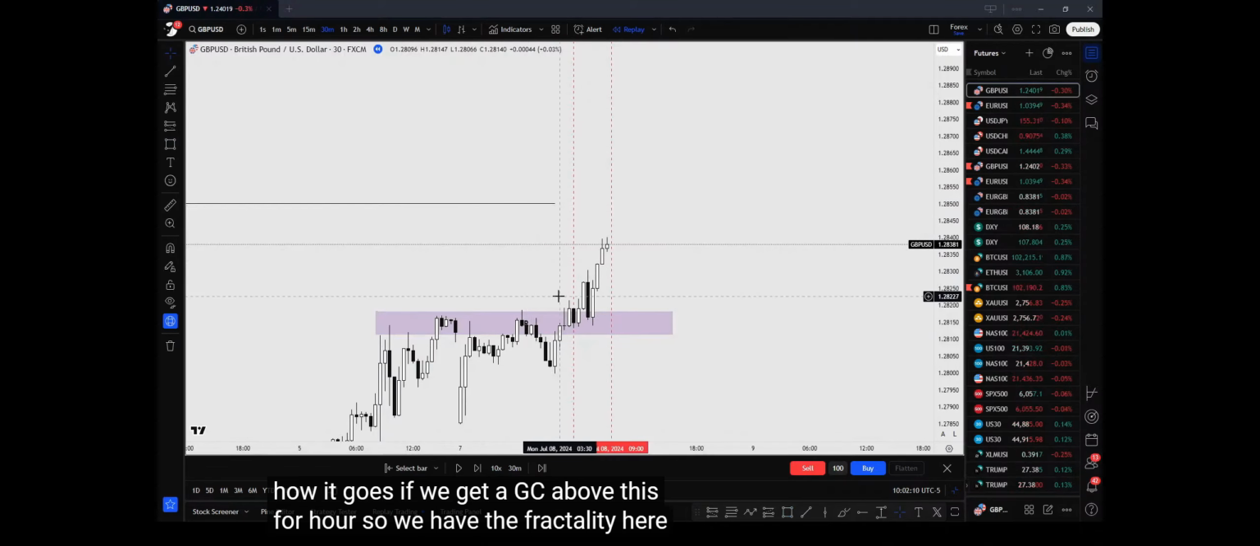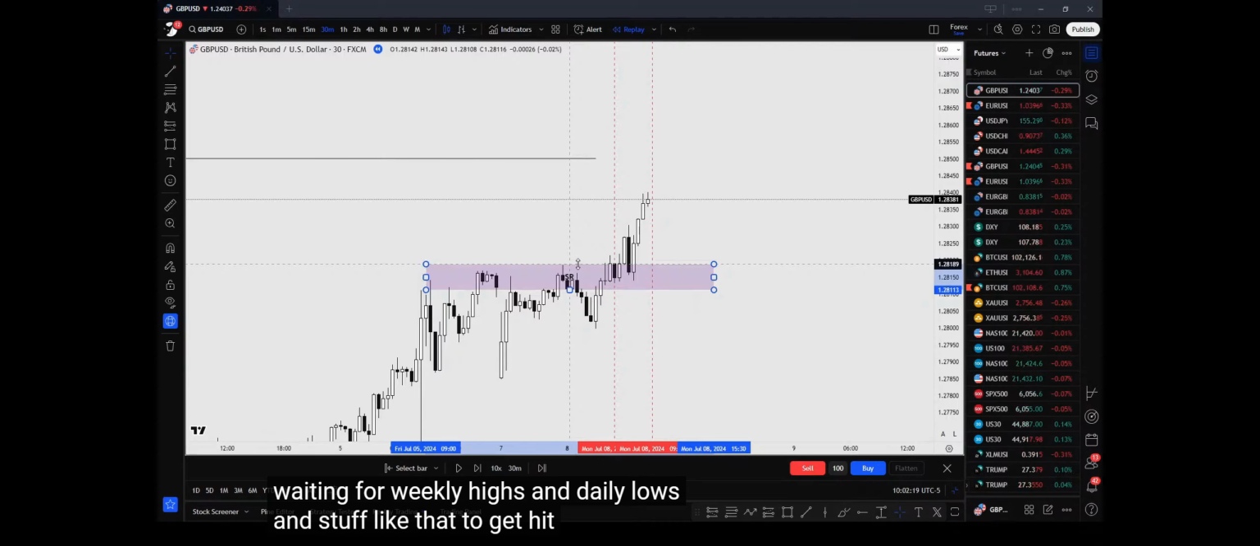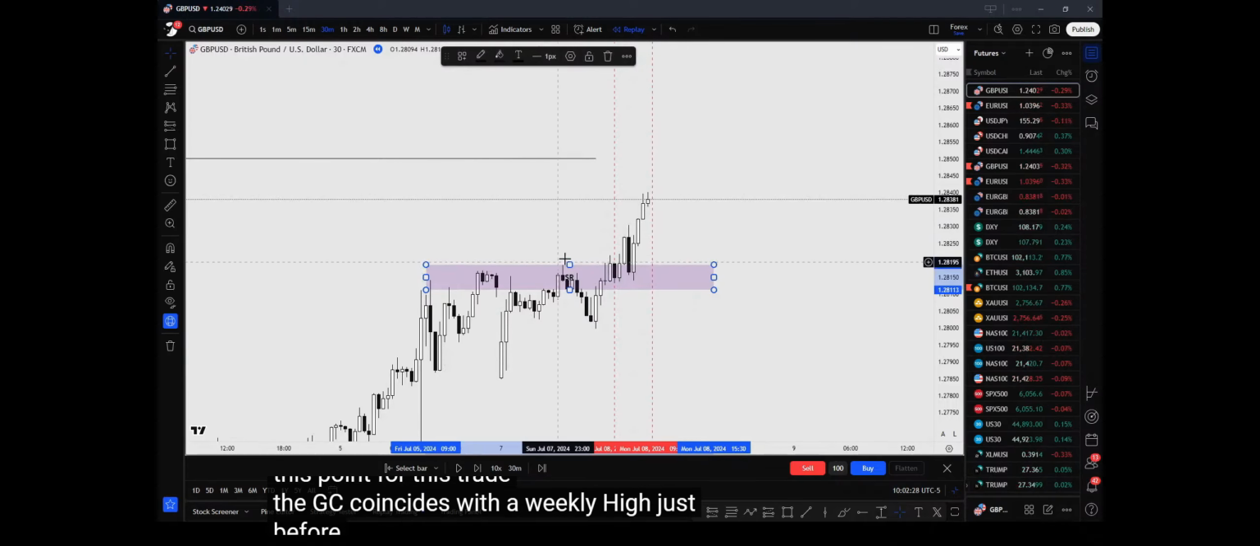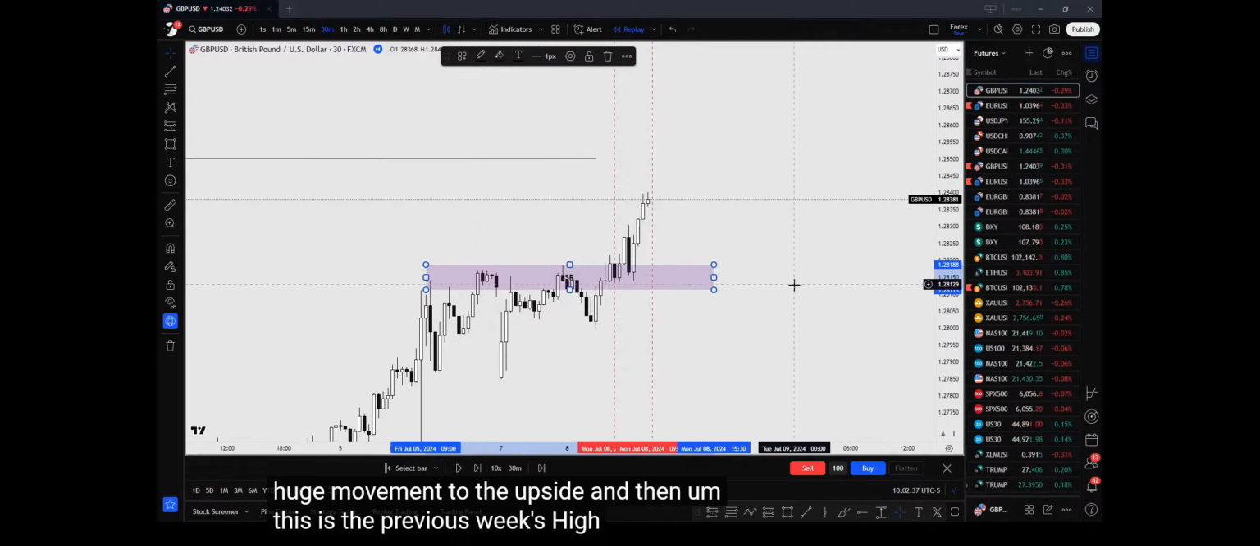So we have the fractality here. We have the weekly. This is a weekly high, correct? We're not specifically waiting for weekly highs and daily lows and stuff like that to get hit. But at this point, for this trade, the GC coincides with a weekly high just before it because it's a Monday, sudden huge movement to the upside. And then this is the previous week's high, which is not a confluence.